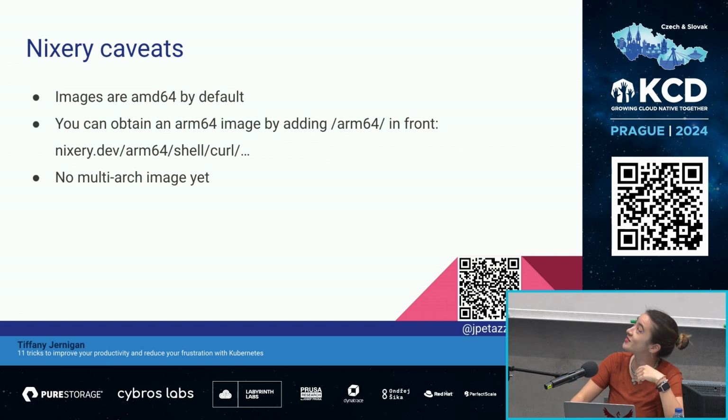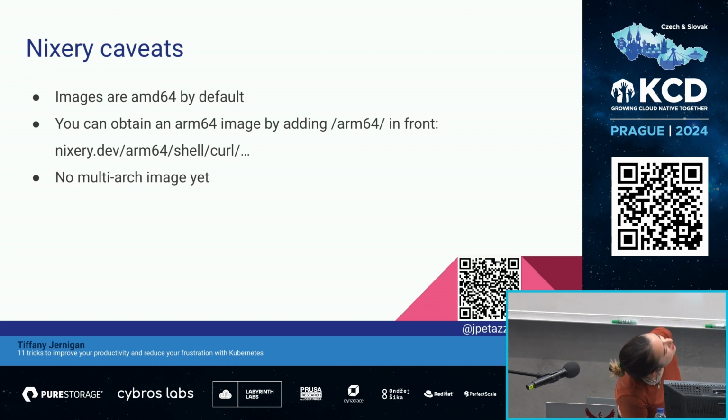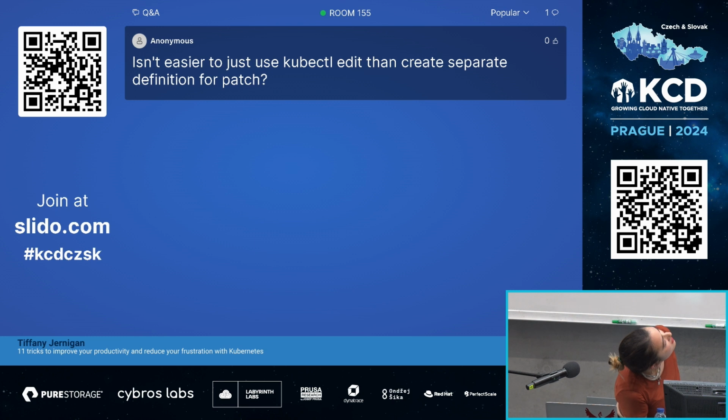So I guess what's the best way of me finding out what the question is? I can read it for you, don't worry. Isn't it easier to just use kubectl edit than create a separate definition for patch?